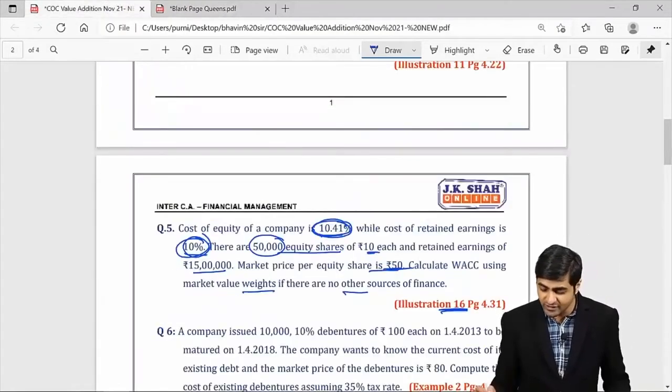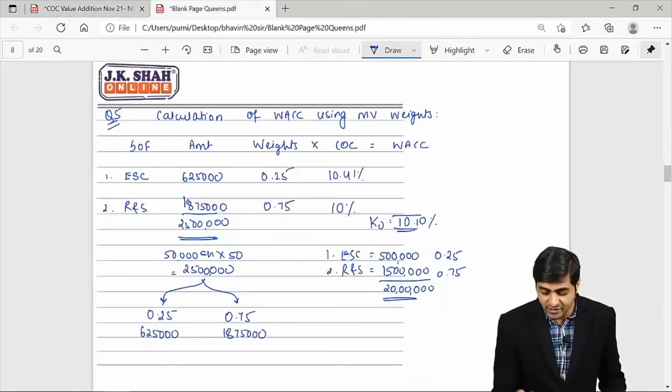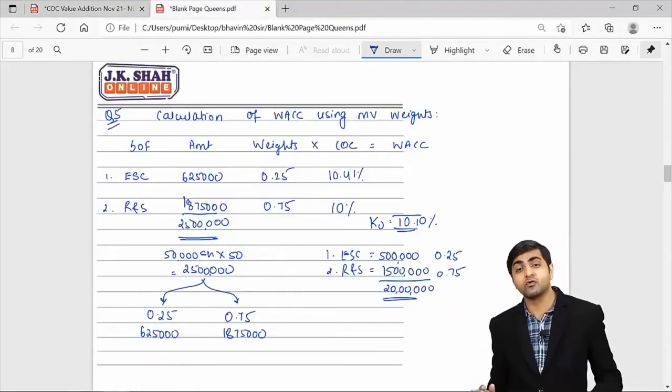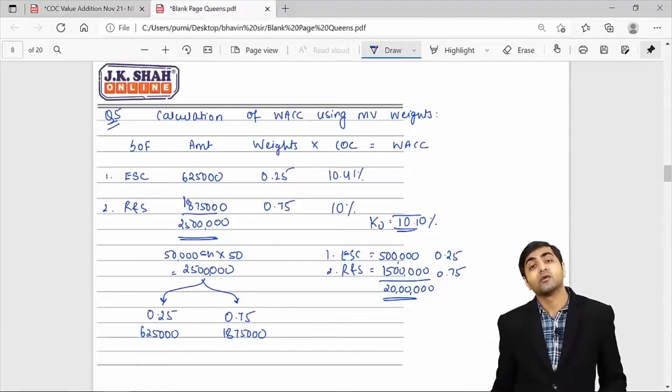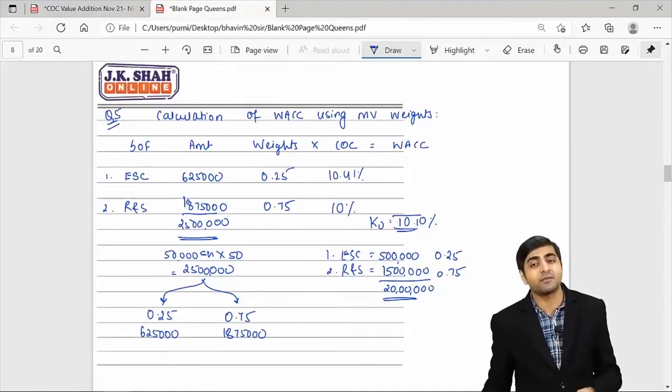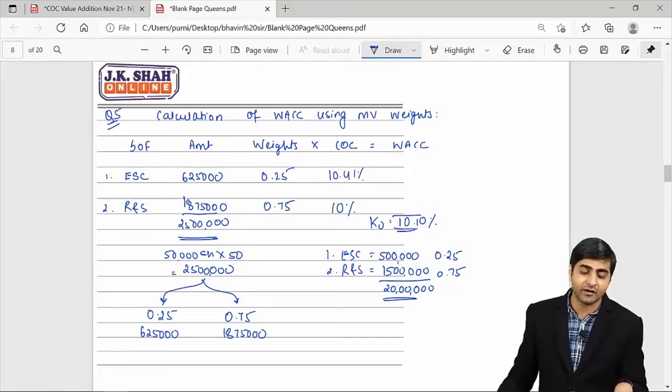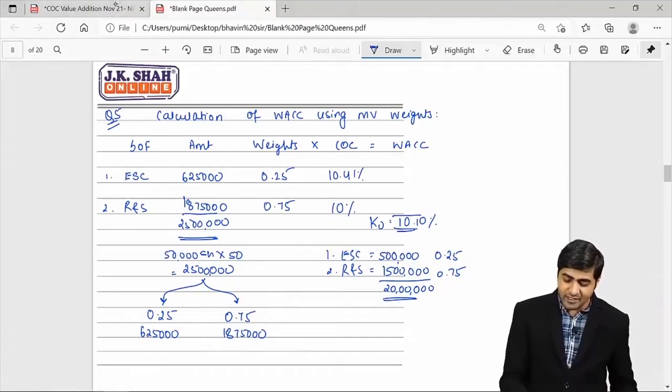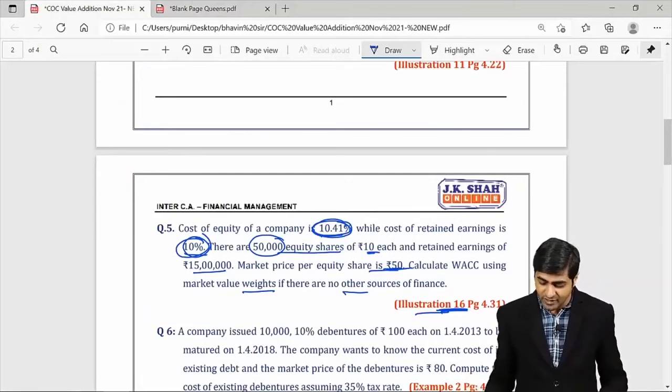And you can also check this. This is your study module question, illustration 16. And the only thing which you have to recollect here is that whenever your KE and KR both will be different, we have to consider market value weights, and we will consider reserves and surplus also as a part of it. We'll just simply divide the market value of equity in your book value proportions. Okay. So with this, my dear students, now your question number 5 also gets completed.